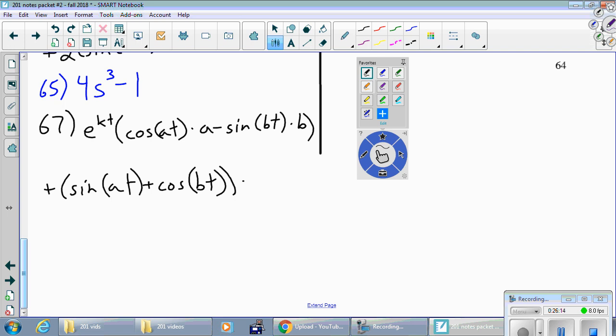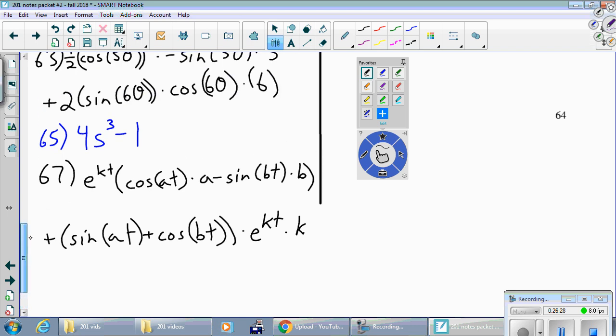Multiply by the derivative of the first. e to the kt is e to the stuff, so that becomes e to the stuff times the derivative of the stuff, and the derivative of kt is the coefficient k. Okay, not too many more left here. Moving on to the last column.